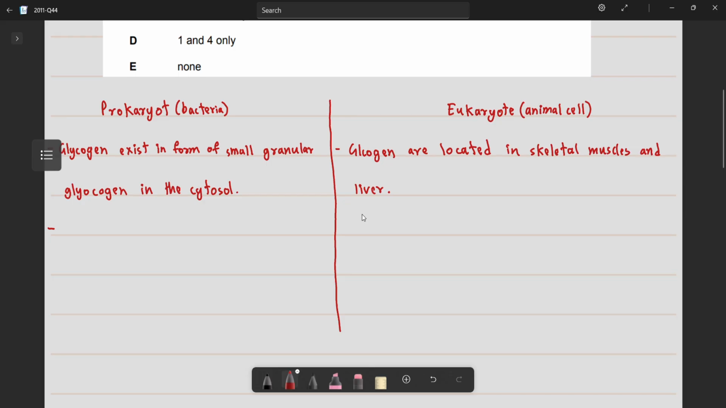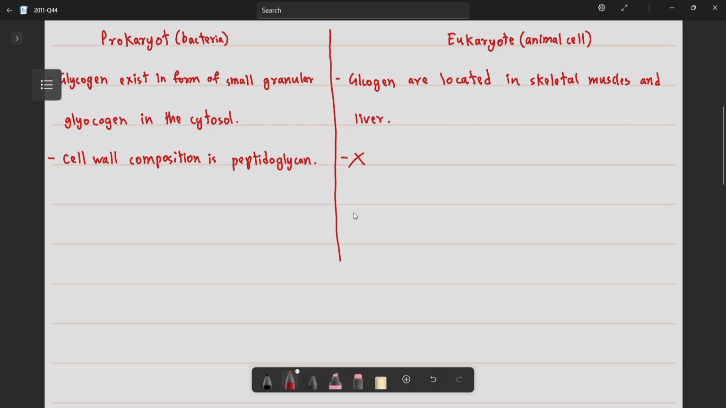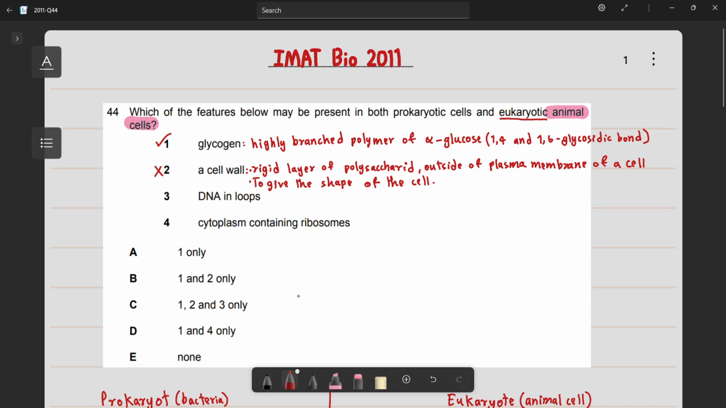So for prokaryotes, the cell wall composition is peptidoglycan. For eukaryotes, only if they mention plant cells would it be correct; otherwise it's completely wrong because it does not exist in animal cells, so cell wall is cancelled out.